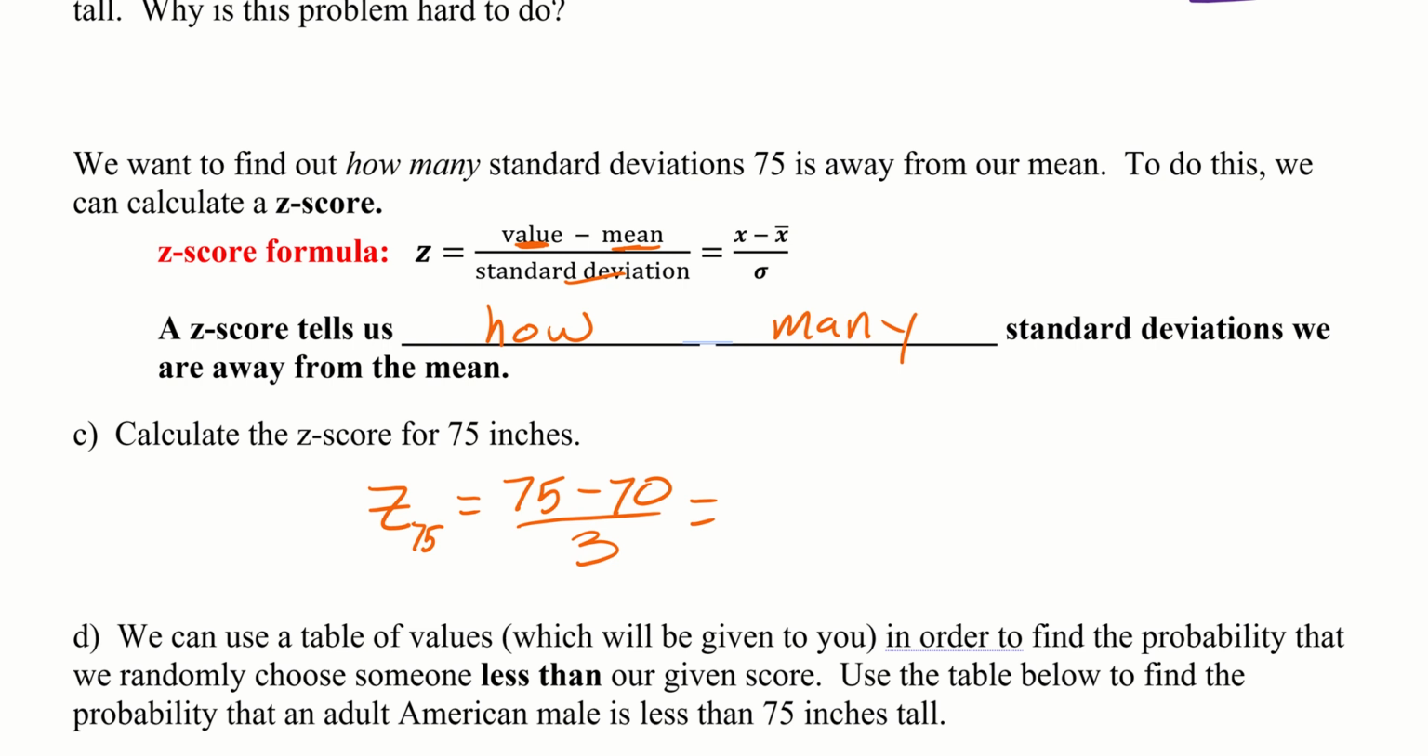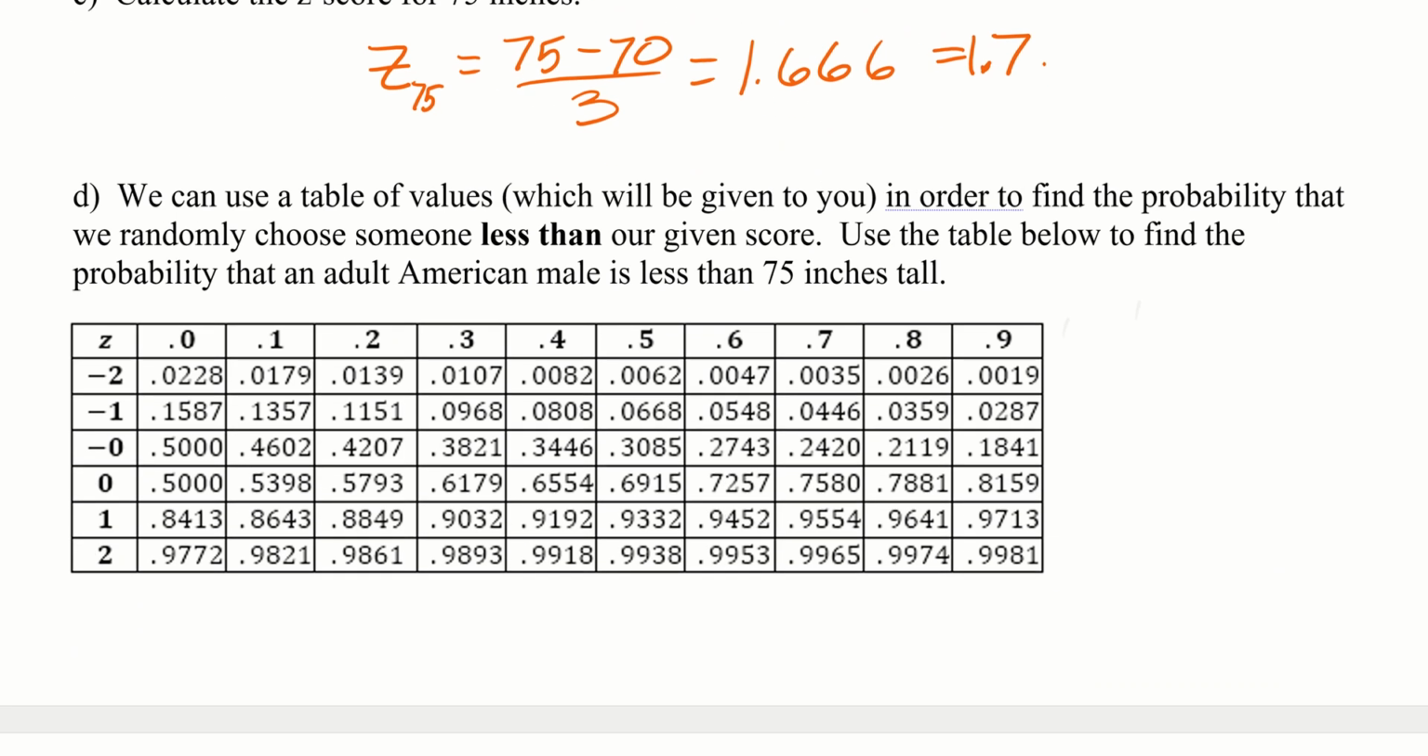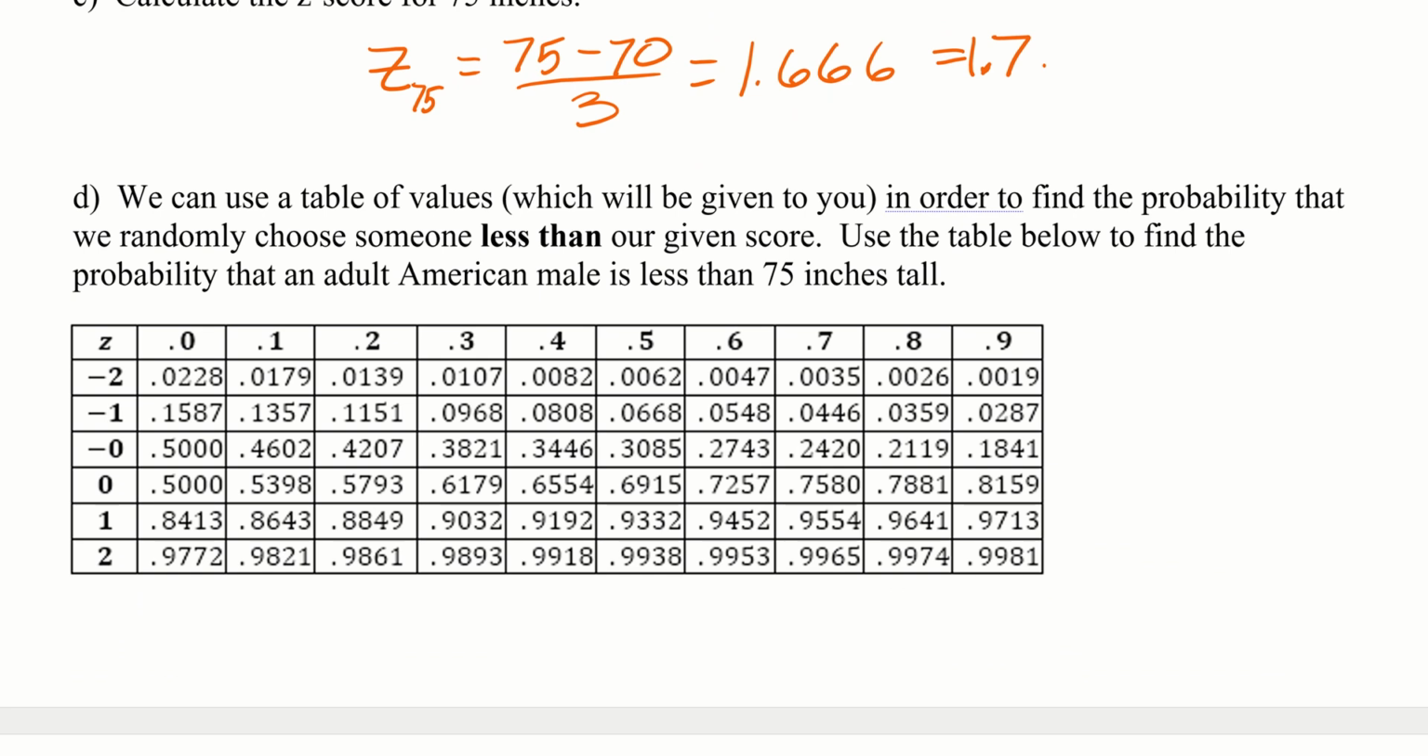That for us is going to come out to be 1.66666 repeating. For the z table, which we'll see below, what we'll do is round to the nearest tenth. So we're going to call this 1.7.